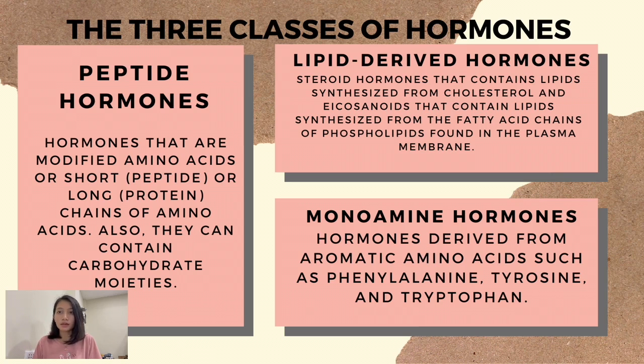Last is the monoamine hormones, which are hormones derived from aromatic amino acids such as phenylalanine, tyrosine, and tryptophan. An example of this is the tryptophan-derived melatonin that is secreted by the pineal gland and regulates sleep patterns.